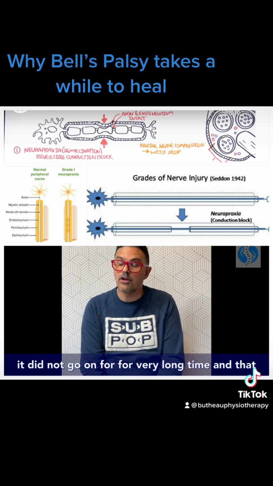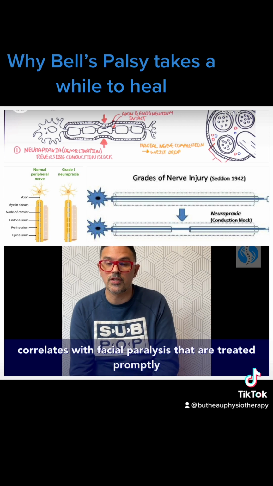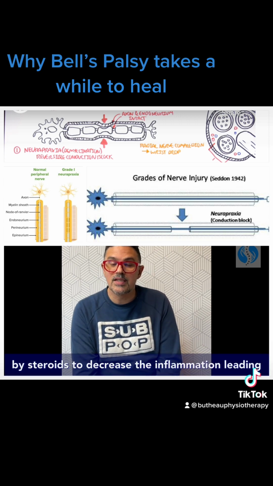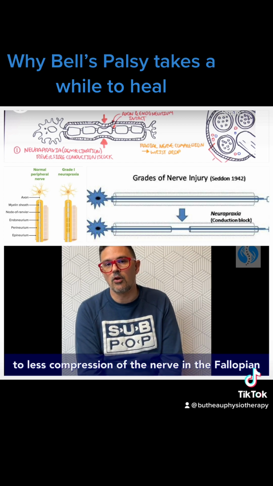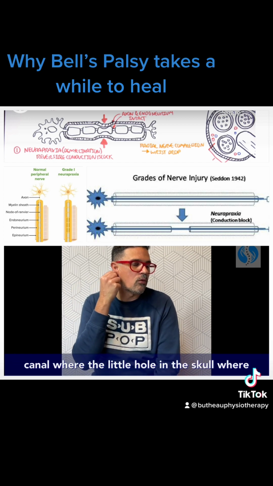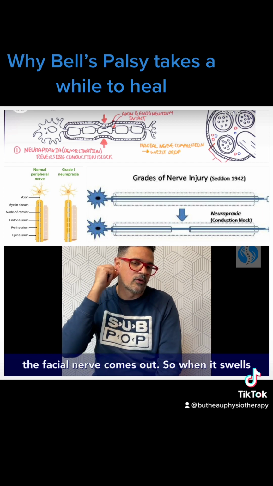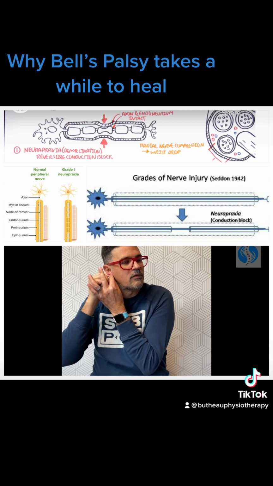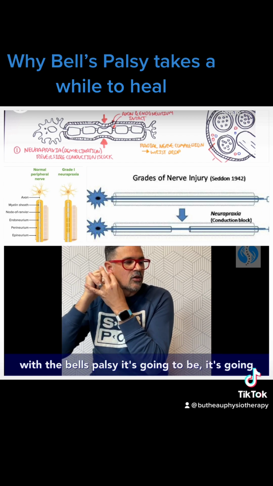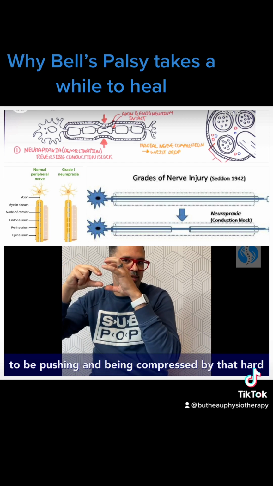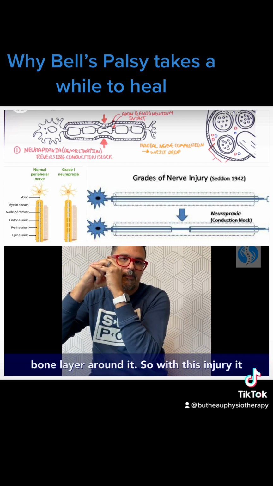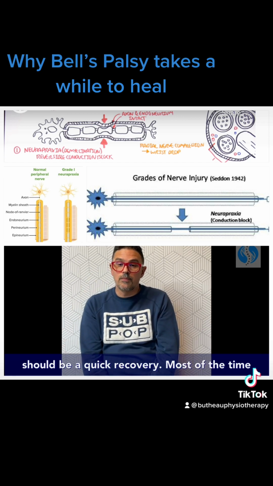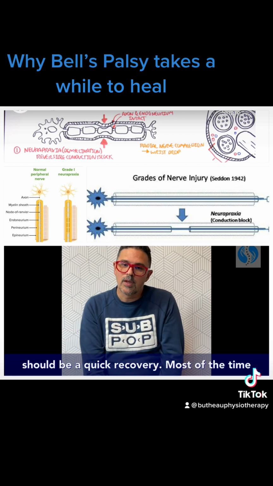That correlates with facial paralysis that is treated promptly by steroids to decrease the inflammation, leading to less compression of the nerve in the fallopian canal, the little hole in the skull where the facial nerve comes out. When it swells with Bell's palsy, it is pushed and compressed by the hard bone layer around it. With this injury, it should be a quick recovery.